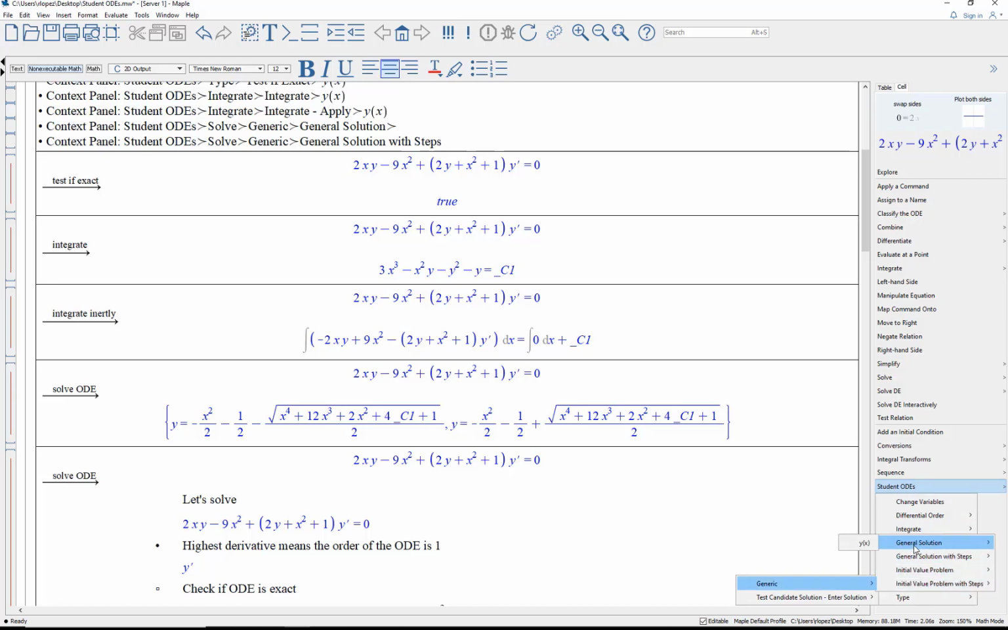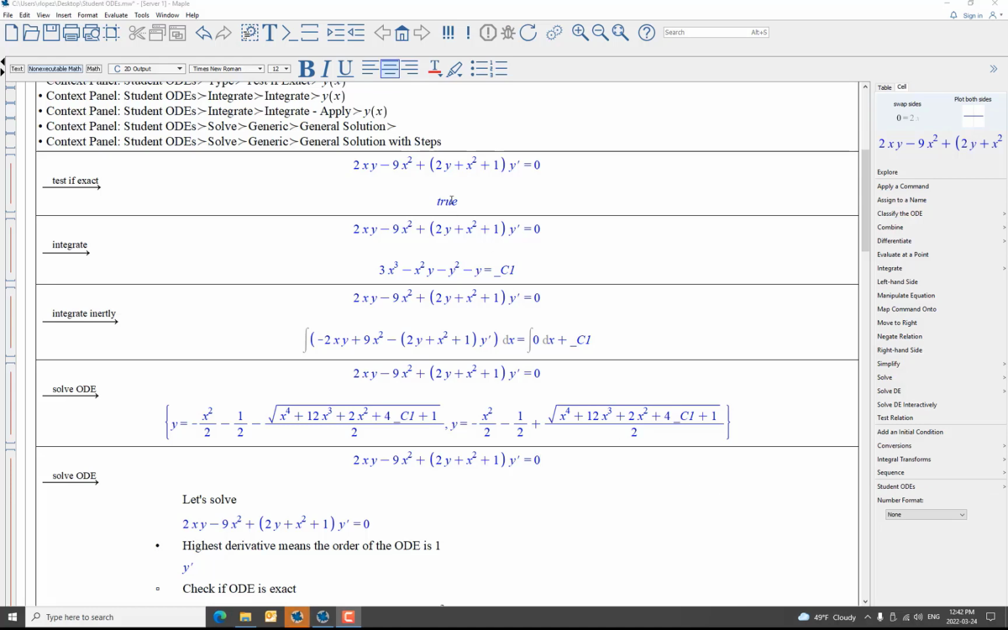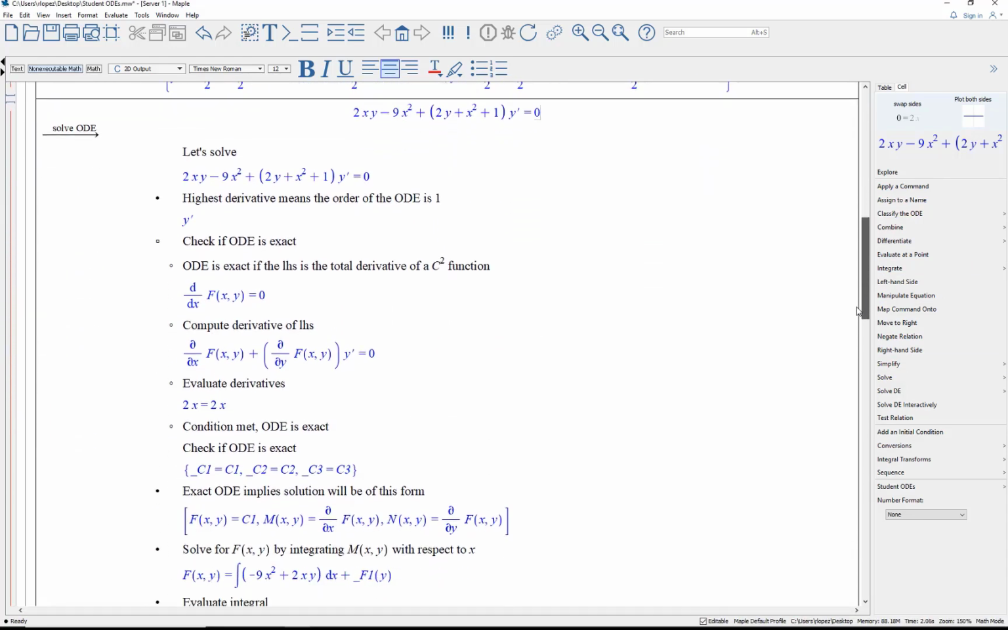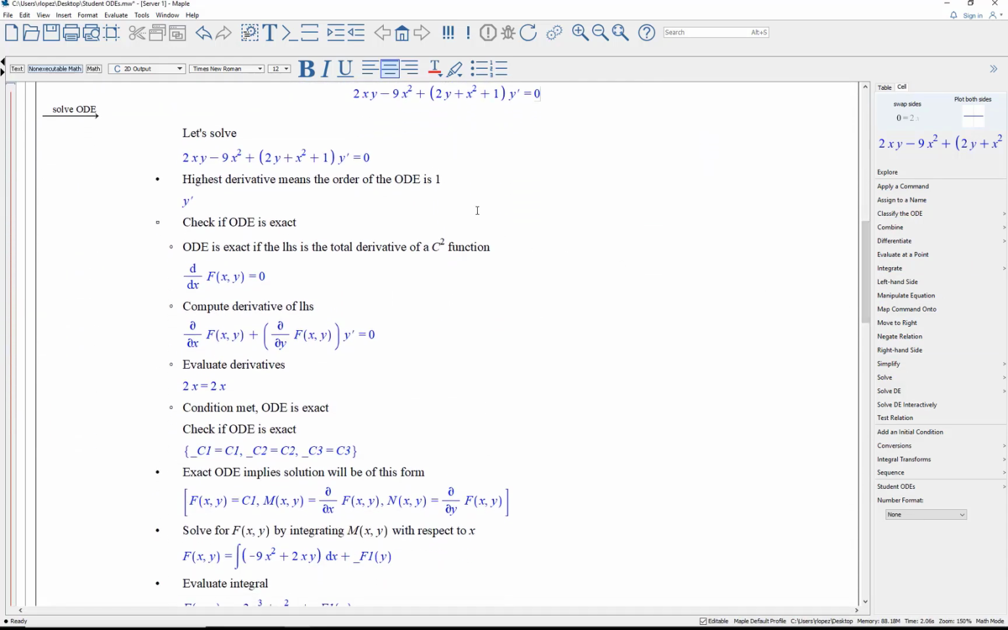Just give me the general solution. Or you can get the general solution stepwise. Had we picked general solution with steps, we would have obtained this stepwise version of the solution. I think it's a pretty amazing piece of work here.